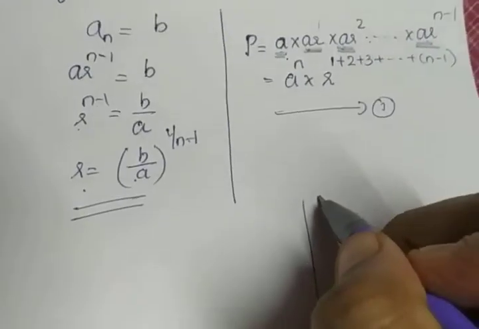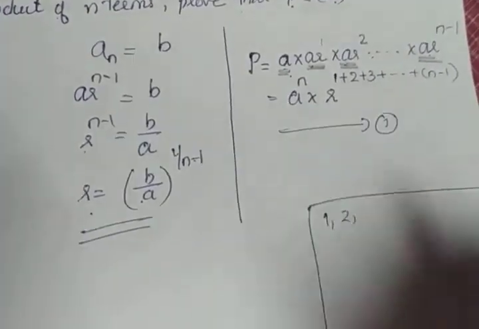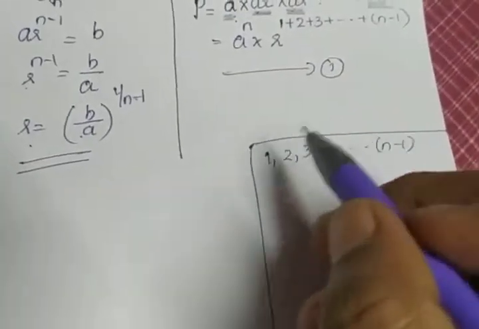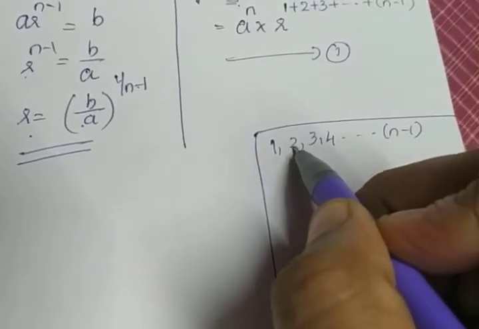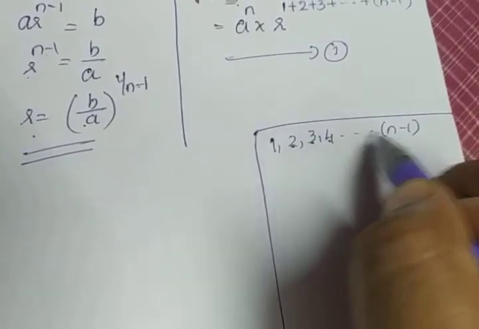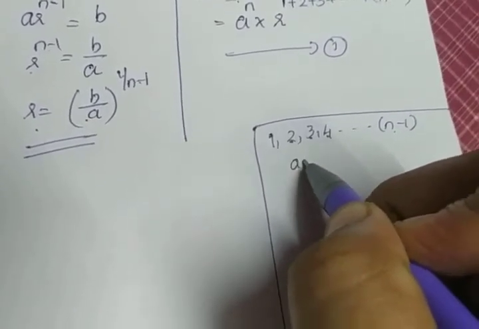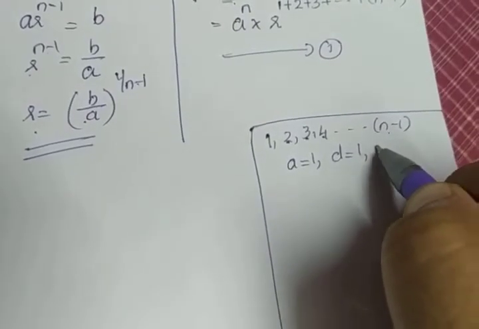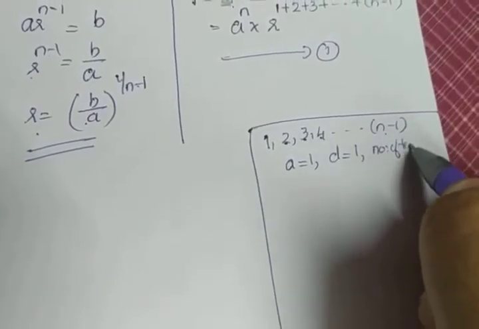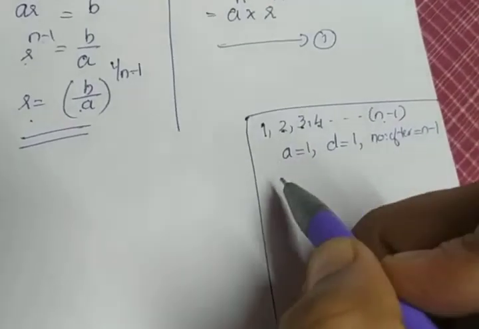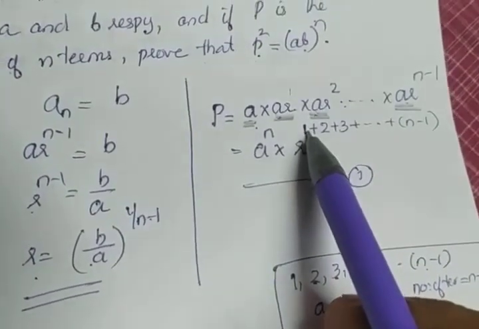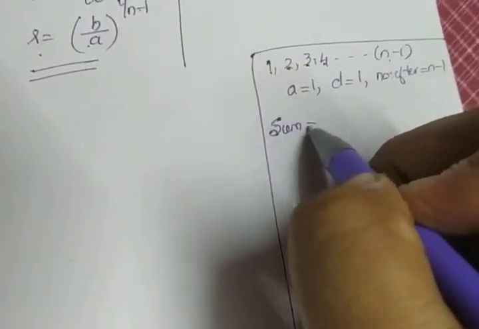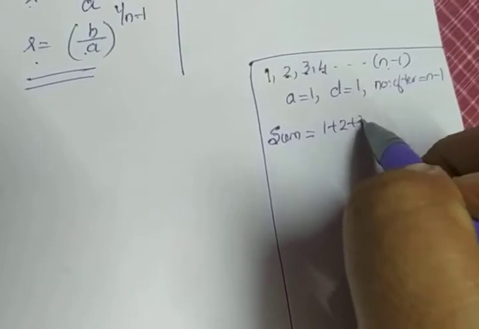I am going to take the terms 1, 2, 3, 4 etc. n minus 1. Actually this is an AP, isn't it? Because 1 plus 1 gives you 2, 2 plus 1 gives you 3, 3 plus 1 gives you 4 etc. n minus 1. So it's an AP with the first term 1 and a common difference 1 and a number of terms equal to n minus 1. So what we need in the power of R is 1 plus 2 plus 3 plus etc. n minus 1. That is, the sum is what we require. Sum is equal to 1 plus 2 plus 3 plus etc.